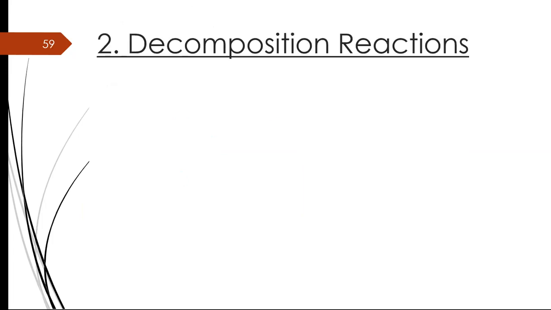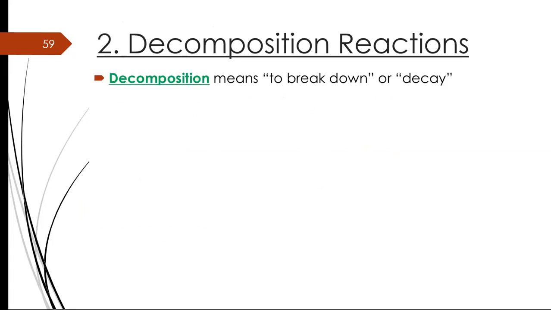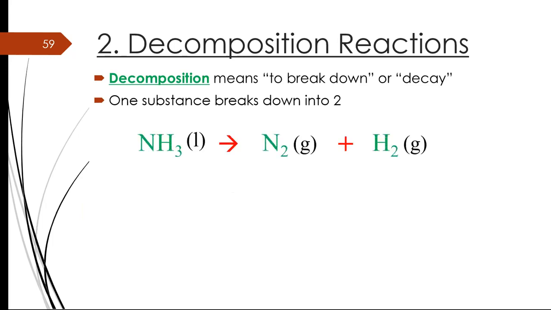Our second reaction, decomposition. So this is the opposite of a synthesis. It means to break down or decay. And so this is when we have 1 substance that breaks down into 2, or it means that you have more products than you have reactants. So you can have 2 reactants breaking down into 3 things or 4 things or 5 things, or whatever it is. So this is an example of that.